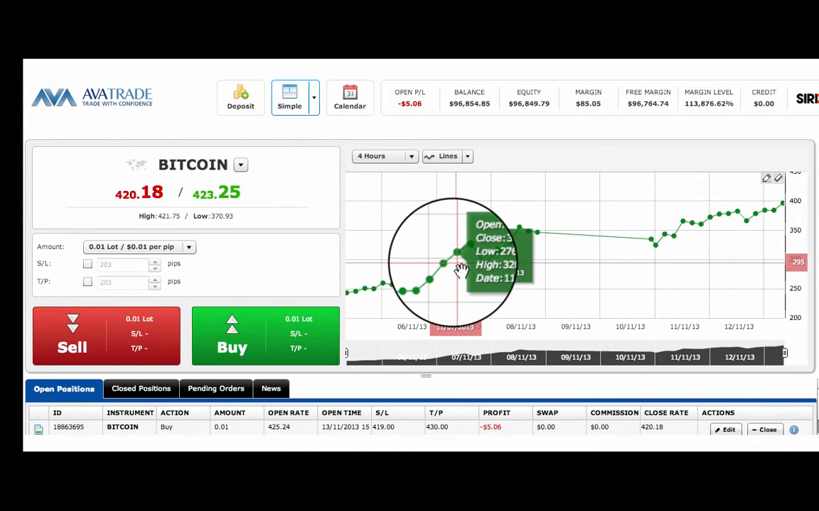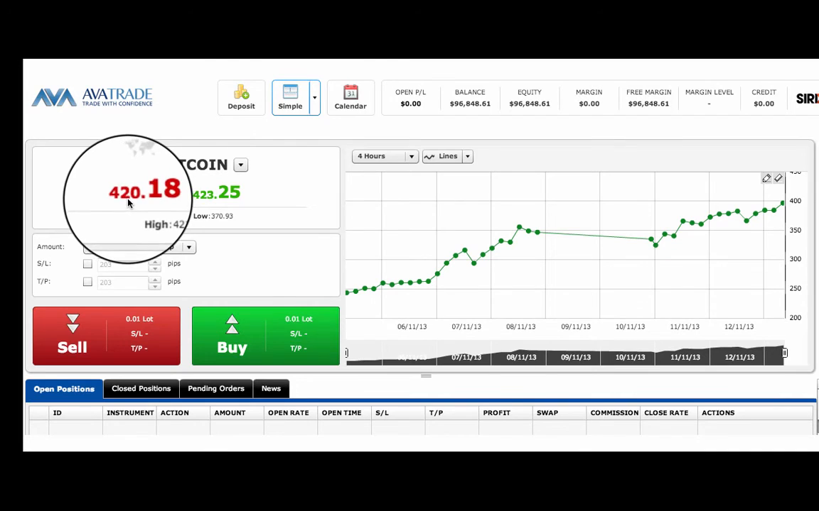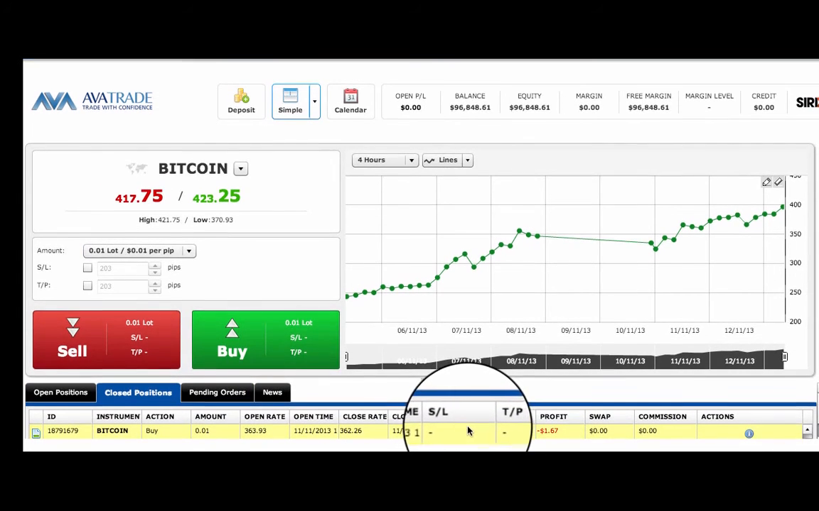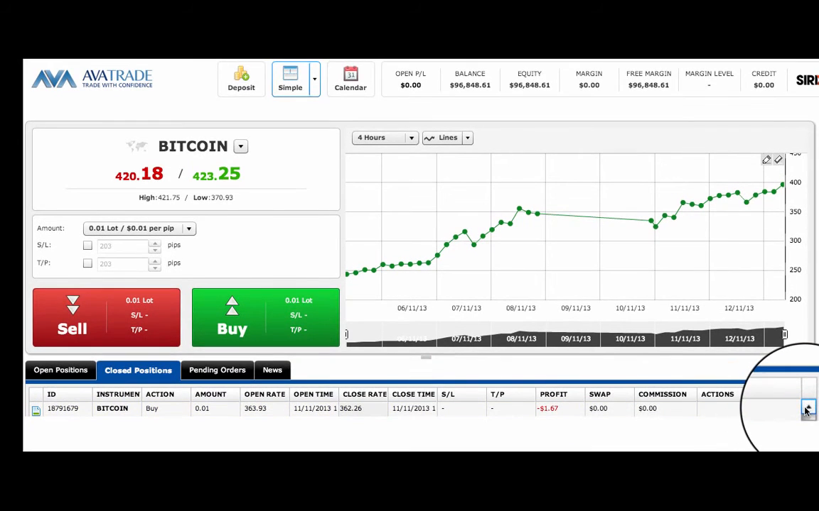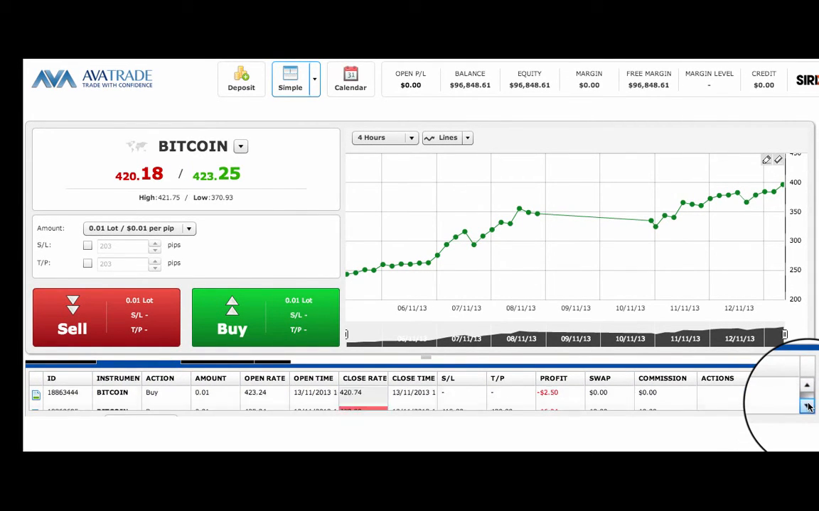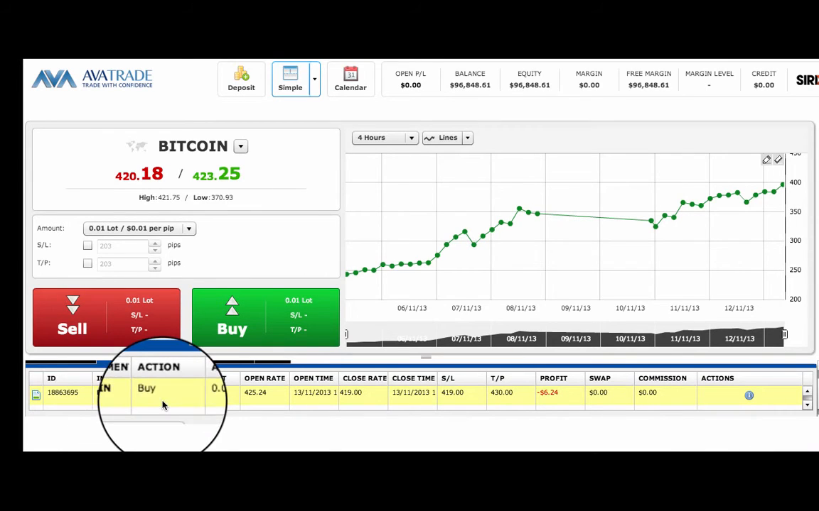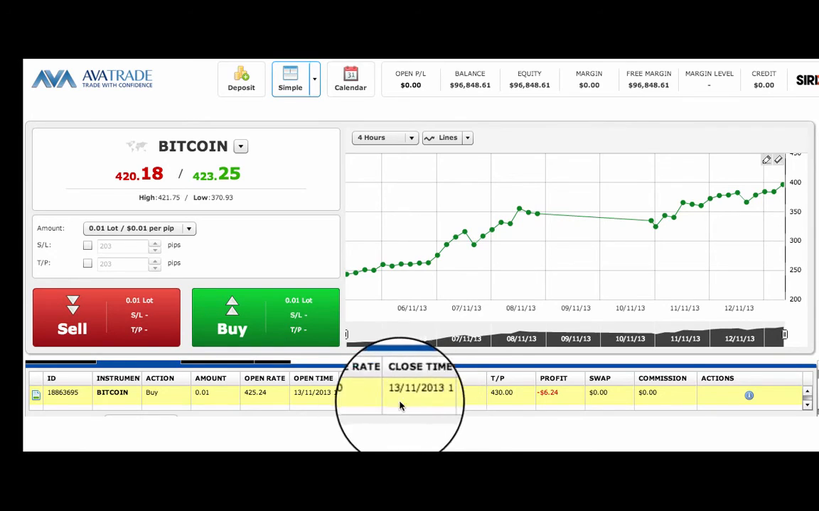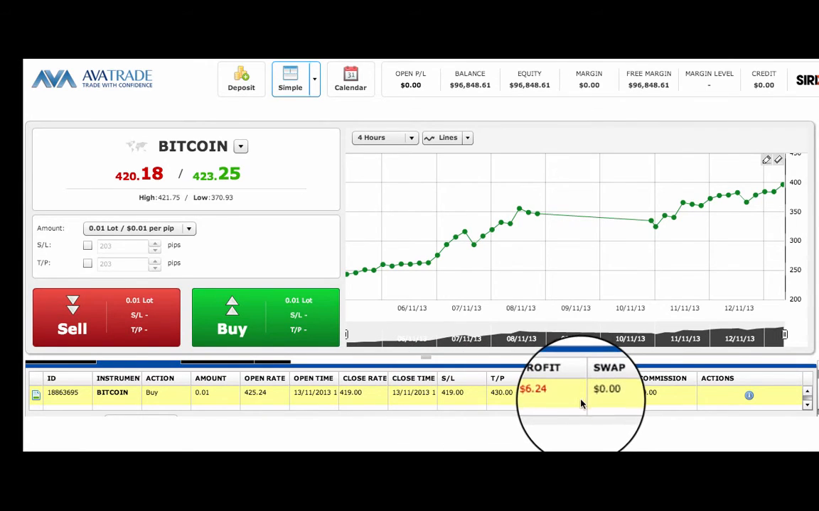Now, of course, you want to do lower increments than this, especially if you're leveraging your money. You see, it went down for a second to 417 and it's now a closed position. It's not this one, this is an older position. Let me see for a second. Okay, here it is. I bought at 425 and it closed at 419 automatically, and I lost $6.24.